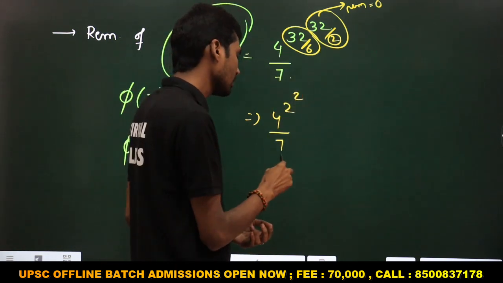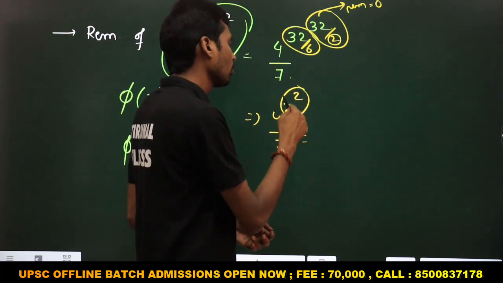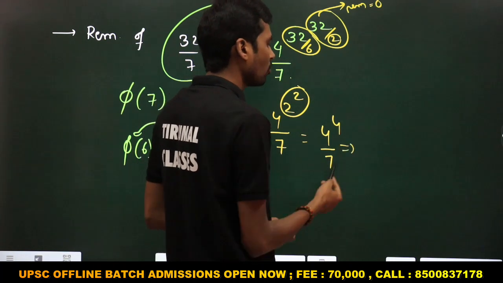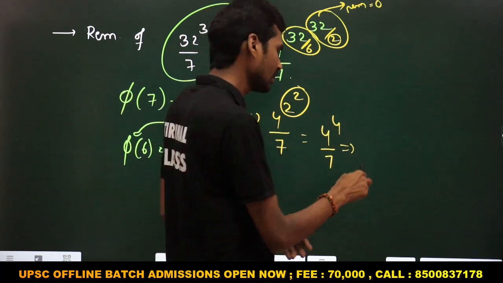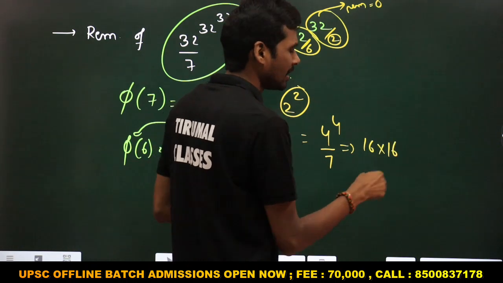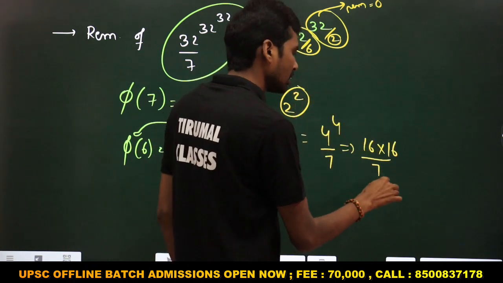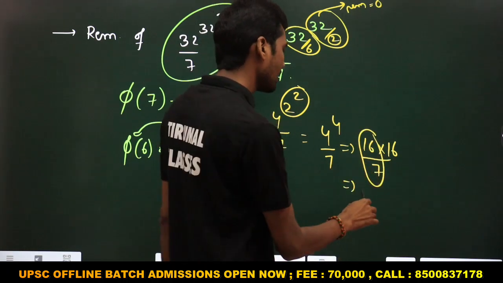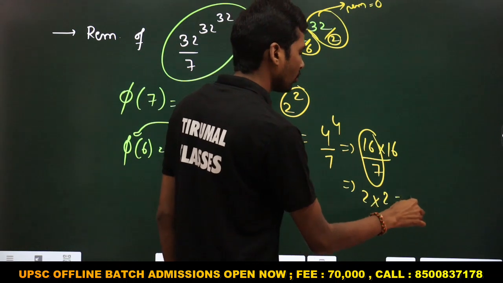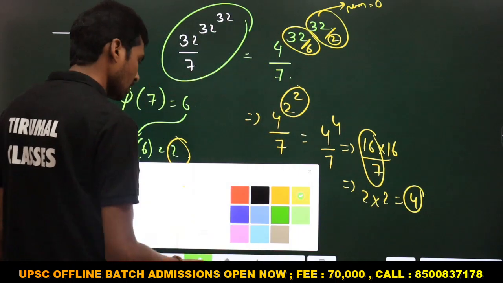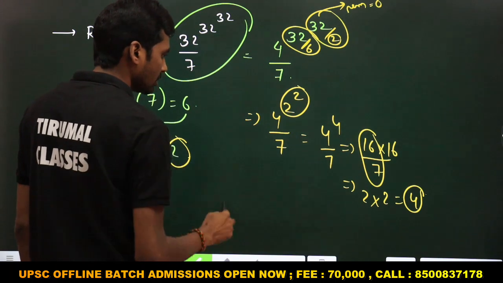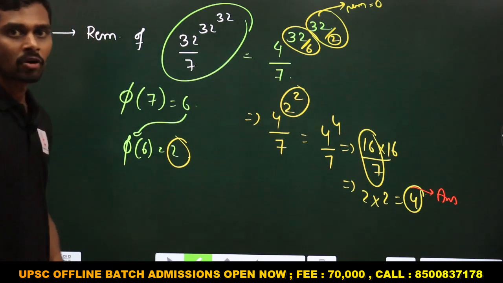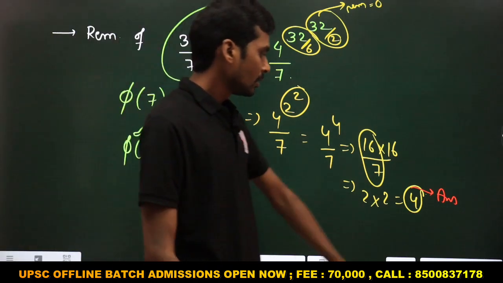Okay, so divided by 7. 4 to the power of 2 to the power of 2 means 4 to the power of 4 divided by 7. 4 power 4 you can break as 4 square into 4 square, 16 into 16, or you can take it directly. That's your wish. 16 by 7 means 7 2s are 14, remainder is 2. What is the final answer? The final answer is 4. Okay, is it clear?